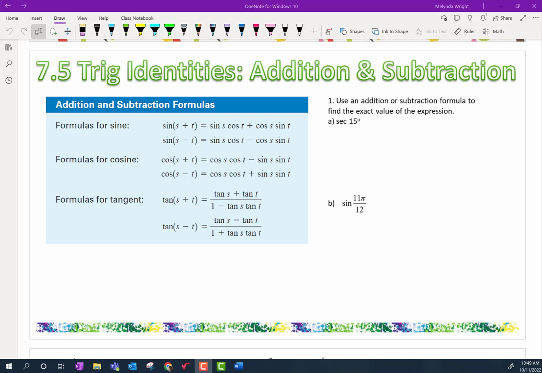All right, let's take a look at today's lesson. So what we're going to be doing is learning some more identities. These are the addition subtraction identities. And I have a little story that goes with them that helps me remember. I hope it'll help you remember. These are a little bit more complicated to remember than the ones that we've done previously. There's a little bit more going on.